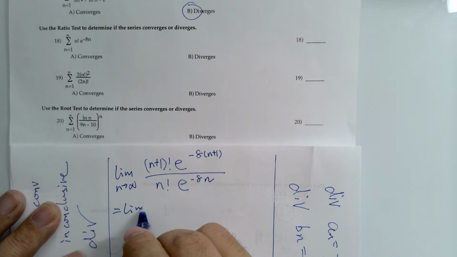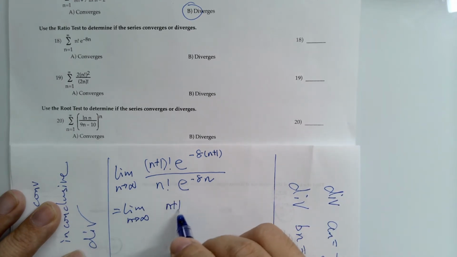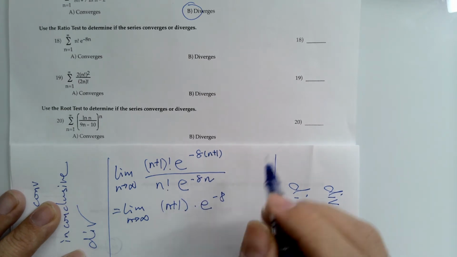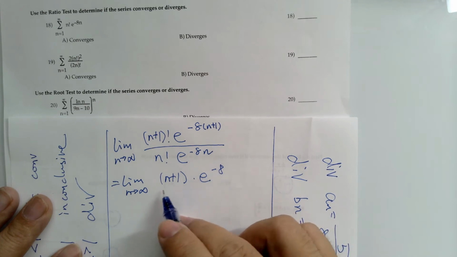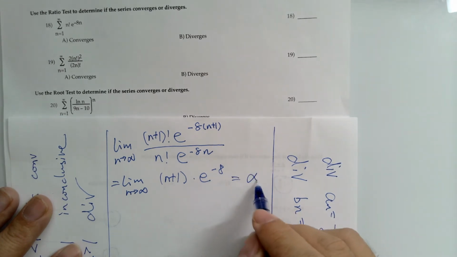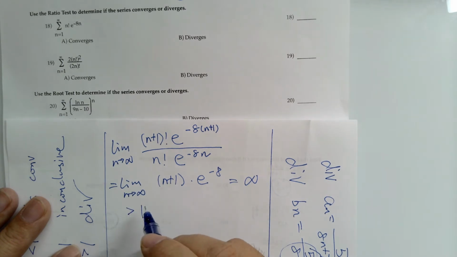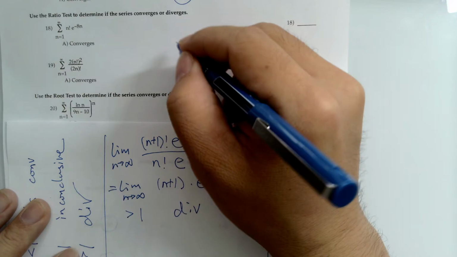So after you simplify, you're going to have (n+1) times e to the power of negative 8. And it turns out that this is a constant. As n goes to infinity, this goes to infinity. So this definitely is greater than 1. Hence, diverge.